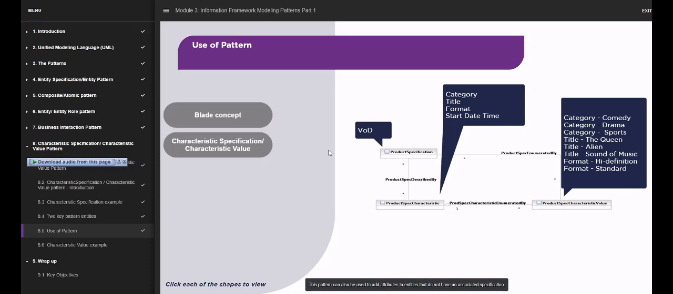This pattern can also be used to add attributes to entities that do not have an associated specification. For example, attributes could be added to customer or product specification. In the case of product specification, the attributes would apply to all instances of product specifications.